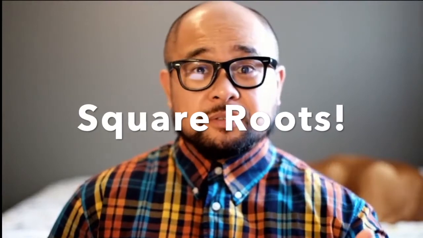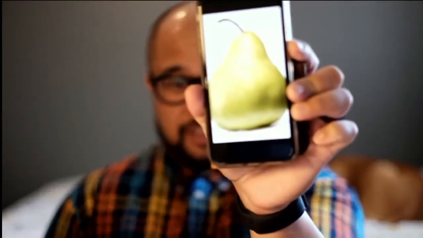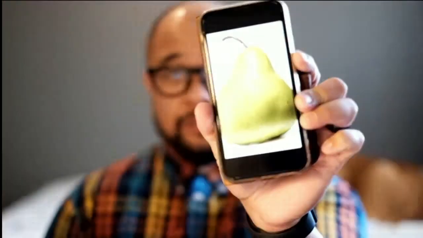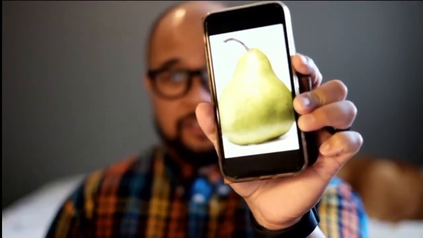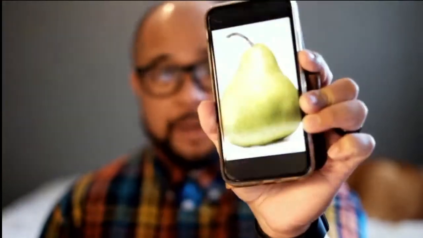And as I'm teaching you this, I want you to keep in mind one thought. This right here. As it focuses, yes, it is a pear. So as we're going over square roots, think about that nice looking green, luscious, juicy pear.